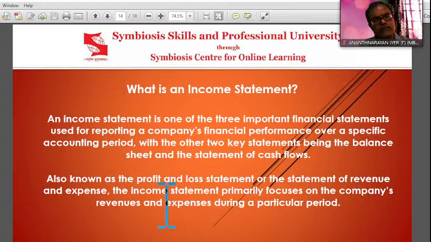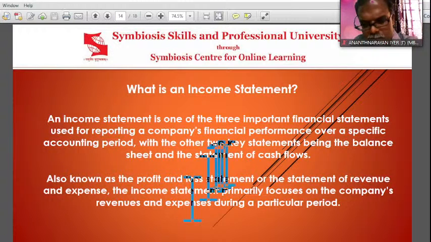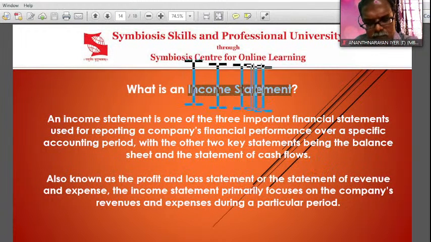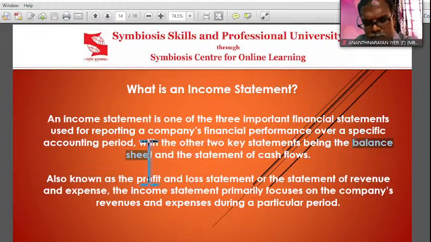So income statement is one of the three important financial statements used for reporting a company's financial performance over a specific period, with the other two statements being balance sheet and statement of cash flow. Cash flow we have studied, right? So next thing we are studying is income statement, and the third one what is important is balance sheet. So this three will take care of drawing a business plan, right?